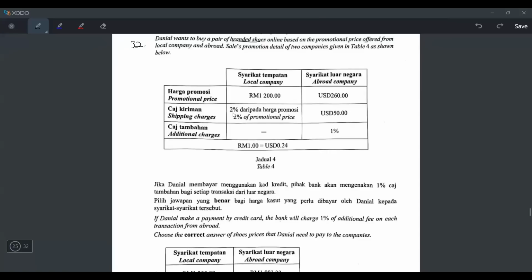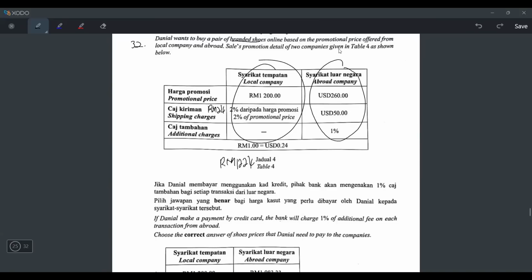Okay, why not we just count it? What does 2% mean? 2 over 100, right? Means 0.02. So you press 0.02 times 1200. So what is the shipping? RM24. Okay, I already pressed it. It's RM24. And then there is no additional charge. And then they say 1 ringgit is equal to USD 0.24. But I think this one is for the abroad one. Okay, it means if he buys from the local company, he will pay RM1224.